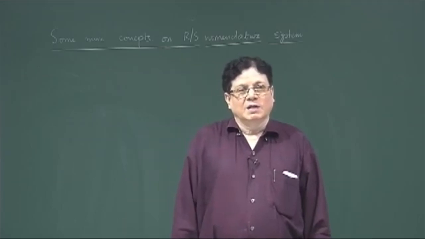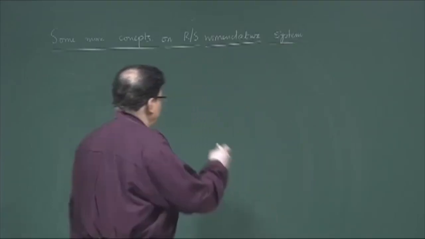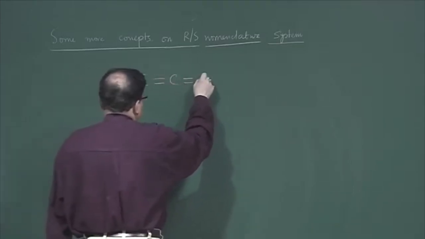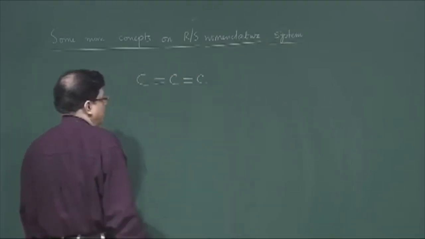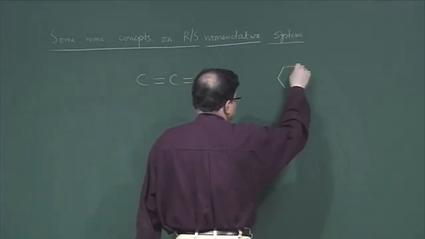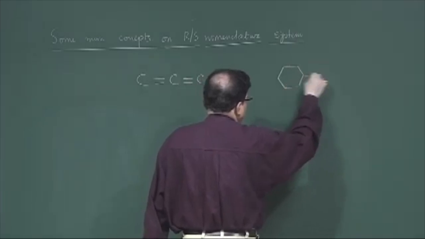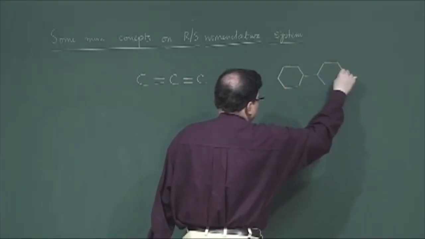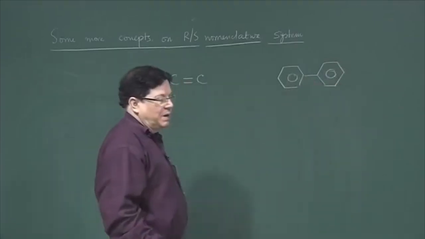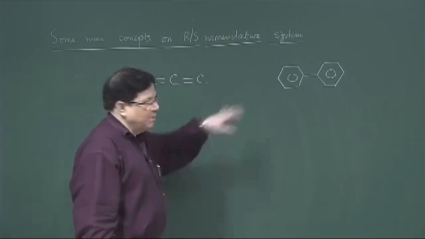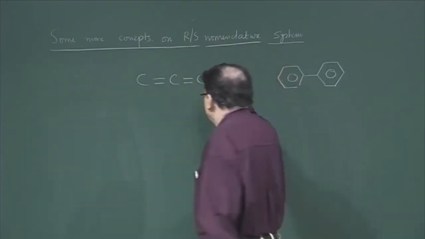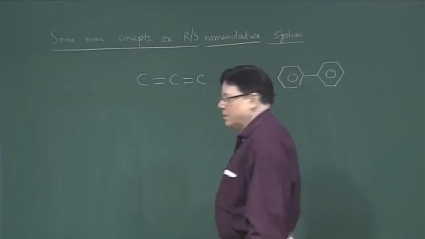Some of those compounds belong to the class of what is called allene, the cumulated double bond system, and another class is what are called biphenyls. Yesterday, I told you about the atropisomerism in biphenyl systems. So, we will discuss when these become optically active, when these become chiral, how to assign the configuration of these molecules.